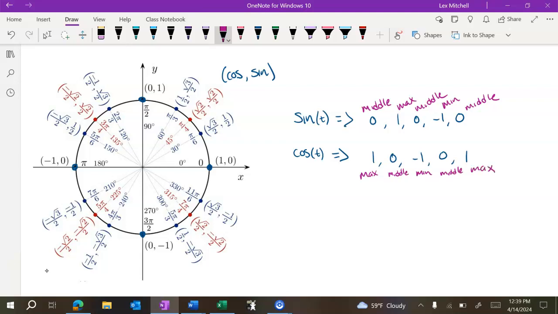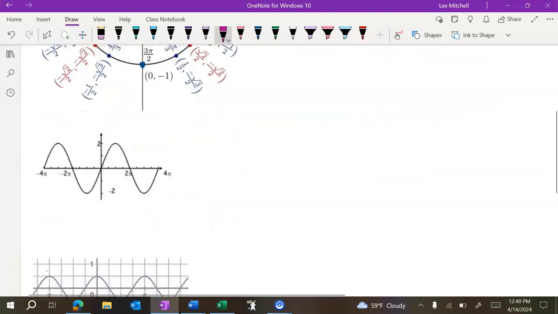So again, if you're trying to determine the period, you could follow any of these patterns. And notice that when I'm talking about max and min, I'm talking about y values. I'm not talking about x, my angles, I'm talking about y values. So let's look at an example.